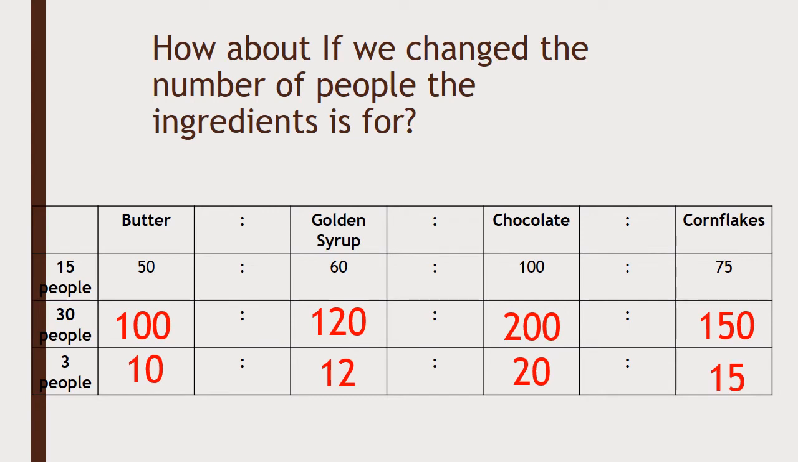So some of you might have chosen to have looked at the relationship between 30 people and 3 people as well, and chosen to divide it by 10, and that is absolutely fine as well. So well done if you managed to do that.